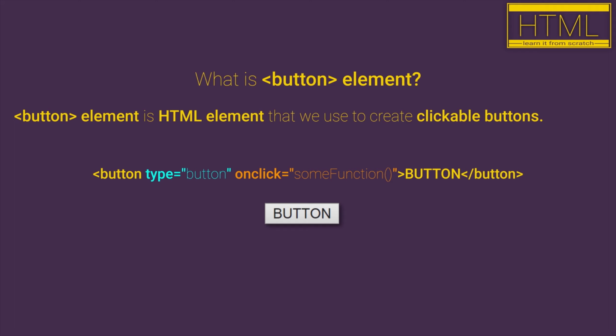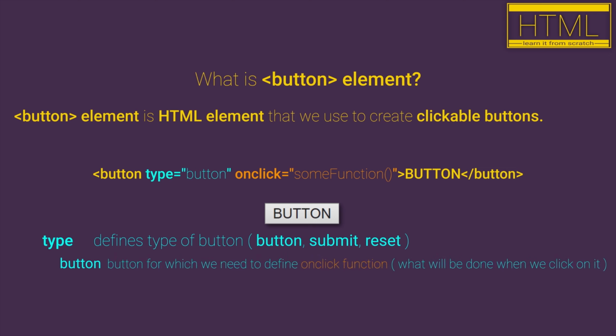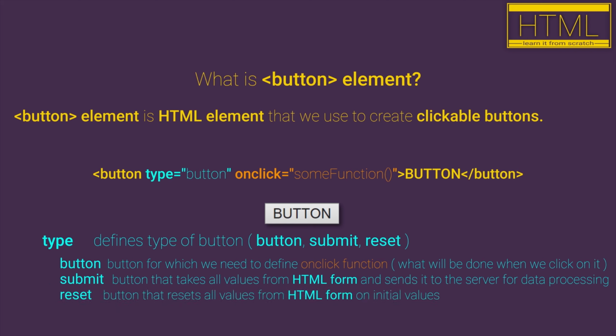Important attributes that we have for button are type, which represents what is the type of the button. There are 3 predefined values that we can use. Button, that is type of button for which we need to define onclick function that will be called when we click on our button. Then submit, that is type of button that will take all values from our HTML form and send those values to the server for server-side data processing when we click on that button. And reset is type of button that will clear all values or set them to initial values in our form when we click on this button.